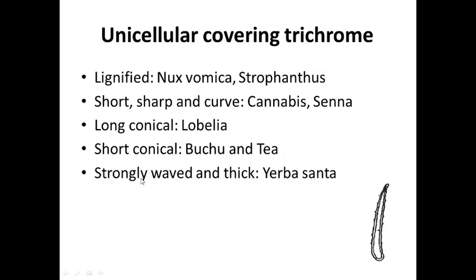Next, strongly waved and thick covering trichomes. These are the strongly waved trichomes and thick, their thickness is more and they contain a single cell. So these are the Areca and Areca xantha. This plant contains strongly waved and thick covering trichomes.